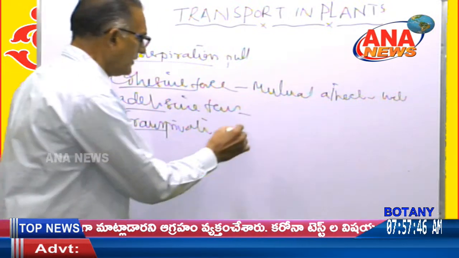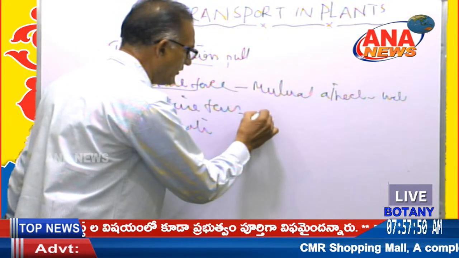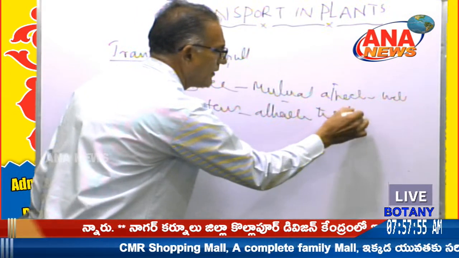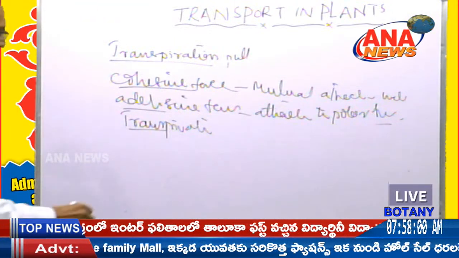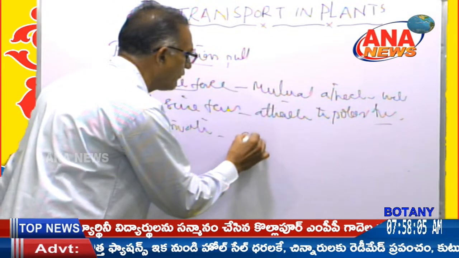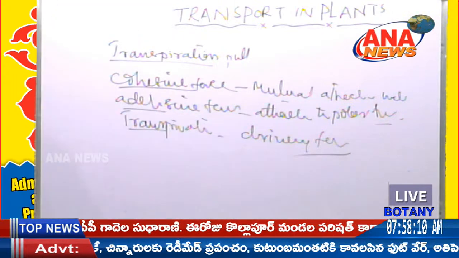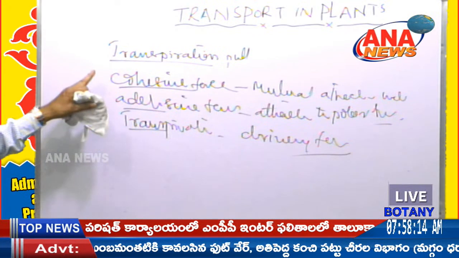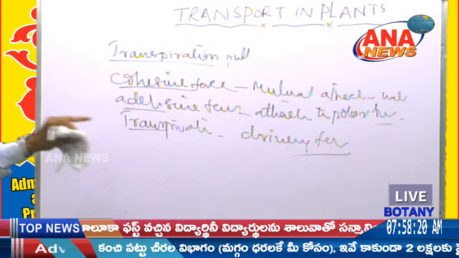Adhesive force is attraction to the polar surface. The water molecule is attracted to the polar surface. Transpiration pull is the driving force. So the ascent of xylem sap in the stem is achieved by three physical properties: cohesive force, adhesive force, and transpiration.